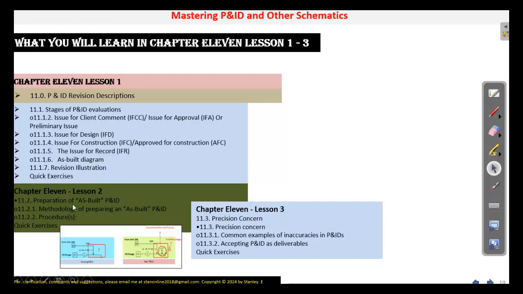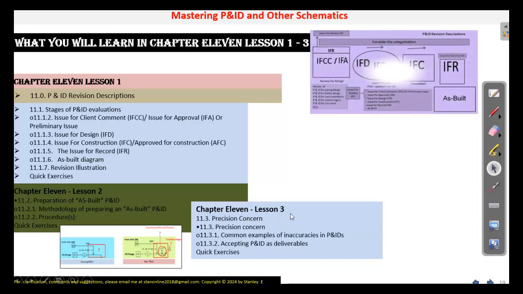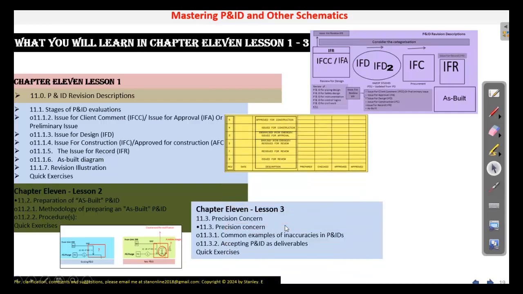course some quick exercises. In lesson 2, we're going to be looking at preparation of as-built diagram P&ID, methodology of preparing an as-built P&ID, procedures, and of course some quick exercises. In lesson 3, chapter 11, we're going to be looking at precision concerns, common examples of inaccuracy in P&ID, assessing P&ID as deliverables, and some quick exercises.